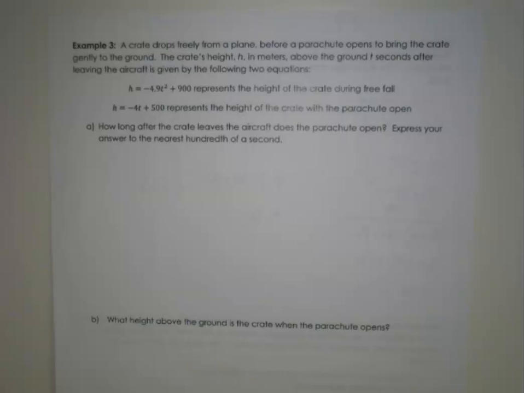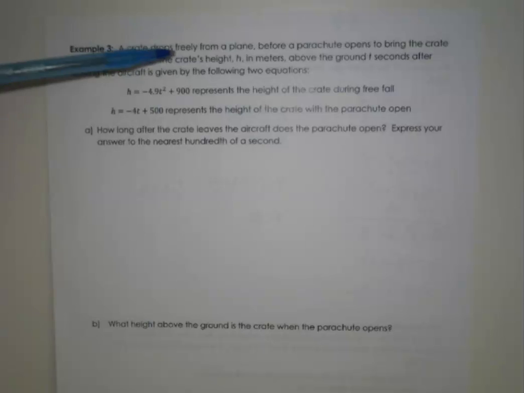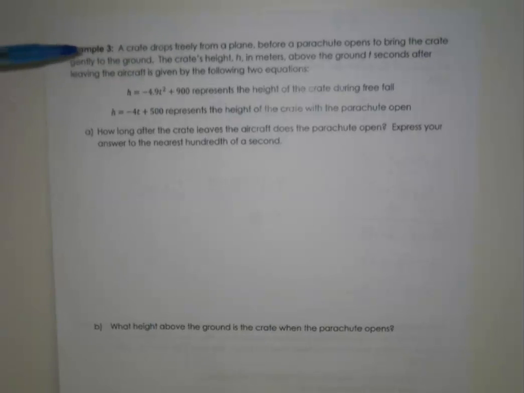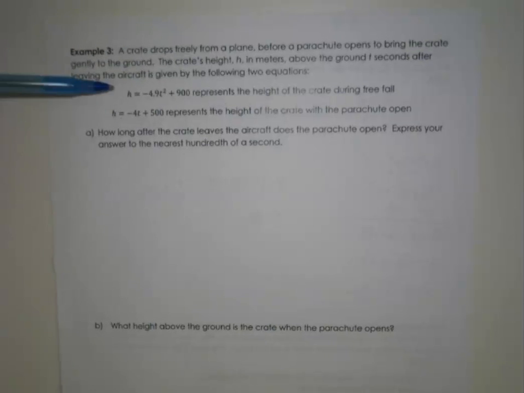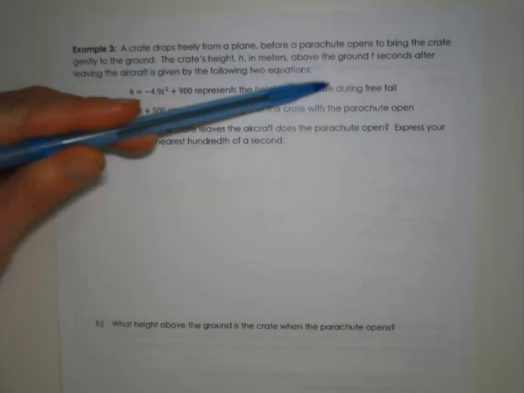Okay, so for example 3, we have a crate that drops freely from a plane before a parachute opens to bring the crate gently to the ground. The crate's height in meters above the ground, t seconds after leaving the aircraft, is given by the following two equations. The first one represents the height of the crate during free fall.